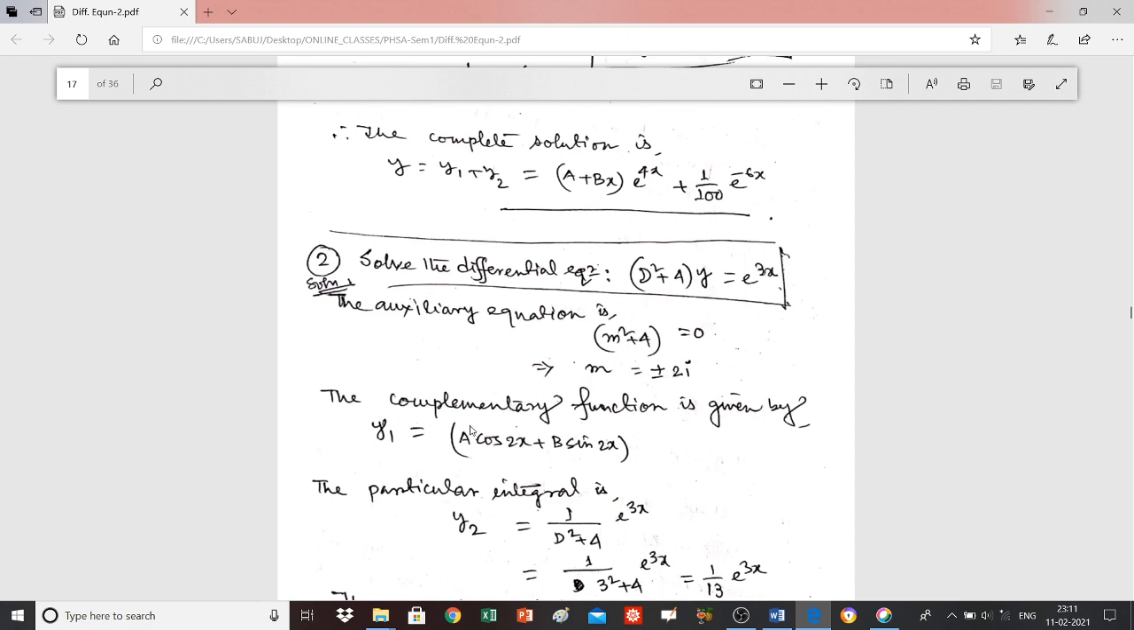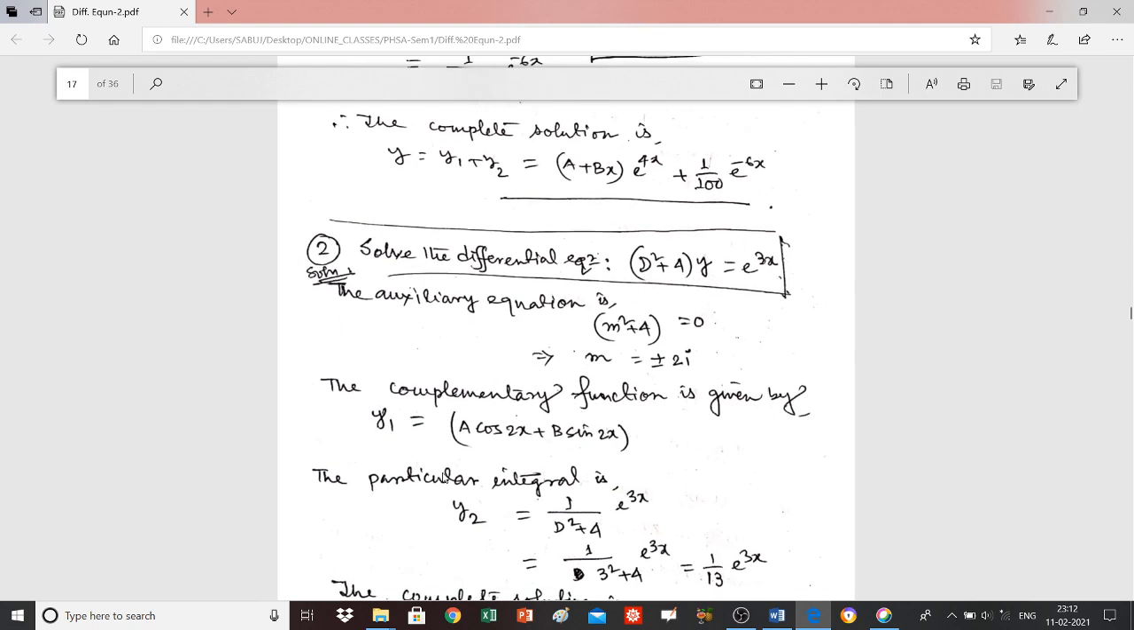So the complementary function will be y1 is equal to e to the power alpha x. Alpha is equal to 0 here, so e to the power 0, that means 1. Then a cos beta x plus b sin beta x, beta is here 2, and this is the complementary function.